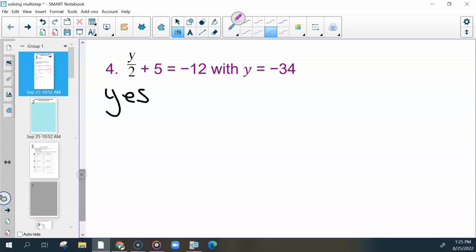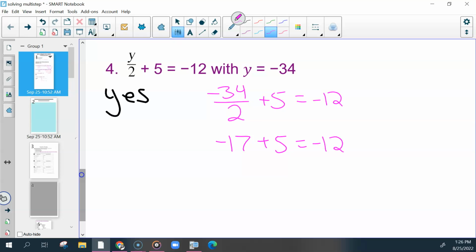All right, so for this one, we have y is negative 34 over 2. We're adding 5. And then our order of operations, we need to divide first. So this would give us negative 17. And then if we add these two, we would get negative 12. So this should have been a yes.